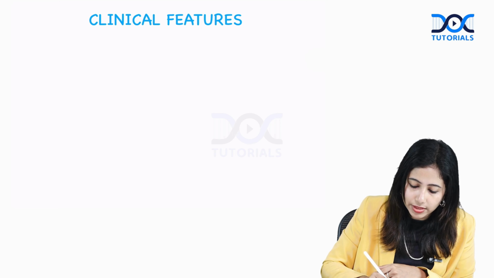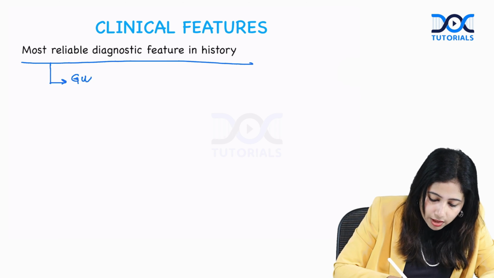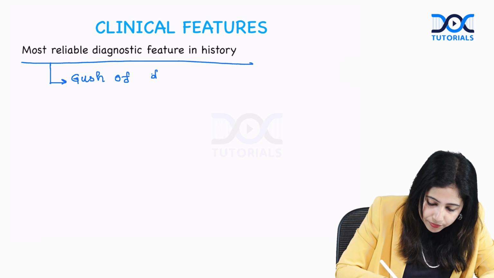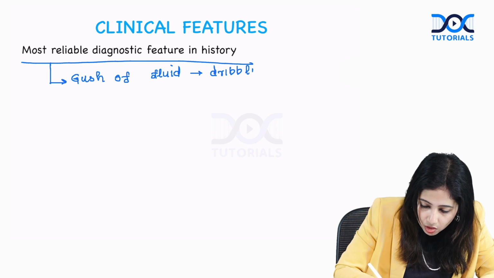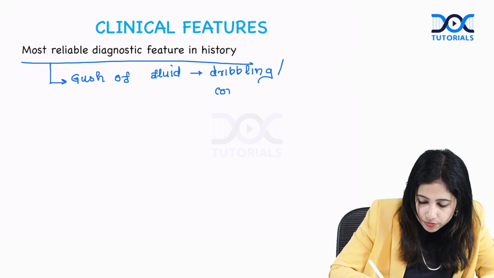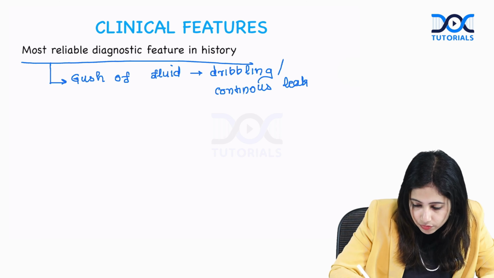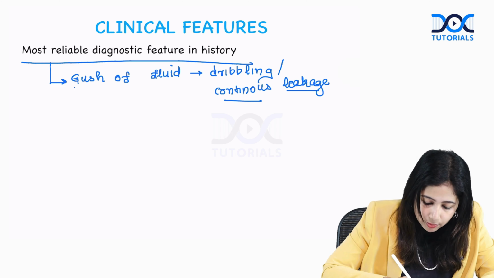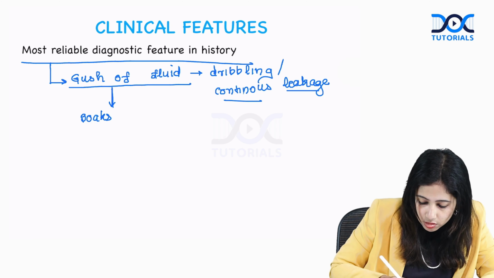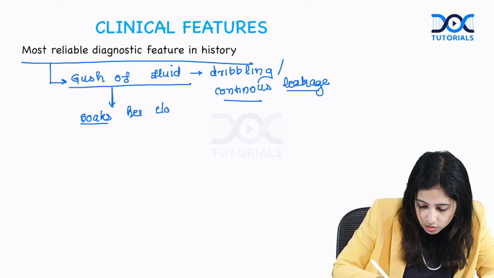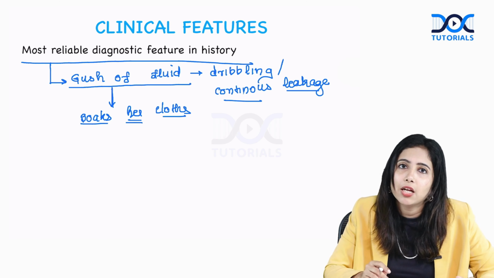So let's write the key points. In clinical features, the most reliable feature is that you are going to get a history of gush of fluid. Either it could be dribbling or continuous leakage. So she will complain of a gush of fluid which soaks her clothes. This is a typical history. She will say that there was a gush of fluid and all her clothes were soaked in that fluid.